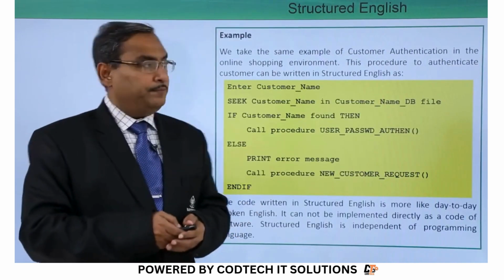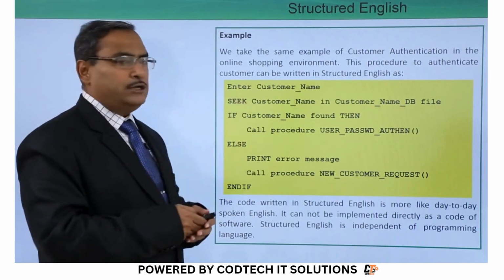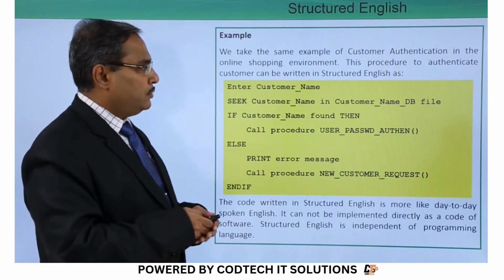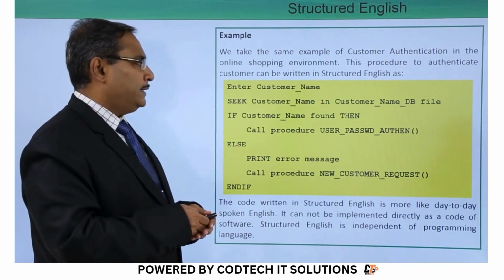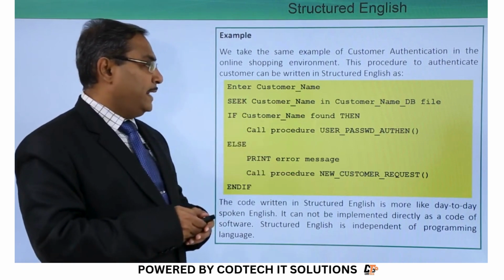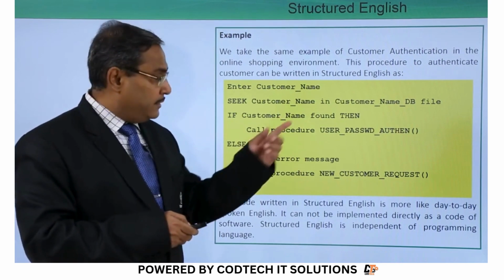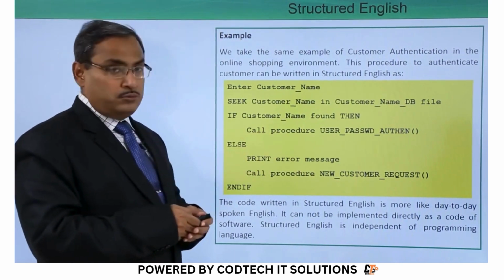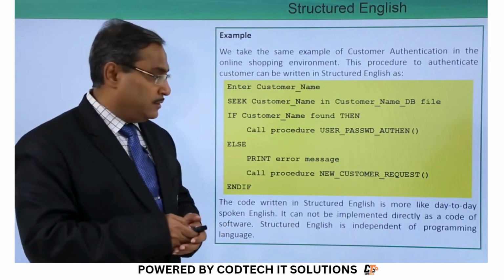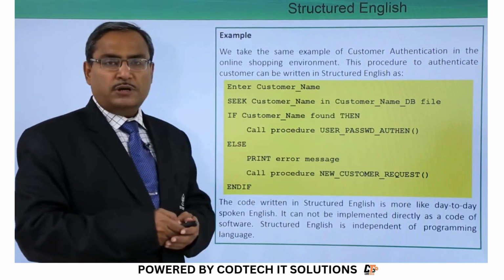So, let us go for one example. We take the same example of customer authentication in the online shopping environment, which we discussed in our HIPO diagram and other diagrams prior. This procedure to authenticate a customer can be written in structured English like this. Enter customer name, seek customer name in customer name database file. If customer name found, then call procedure user password authentication, else print error message, call procedure new customer request.